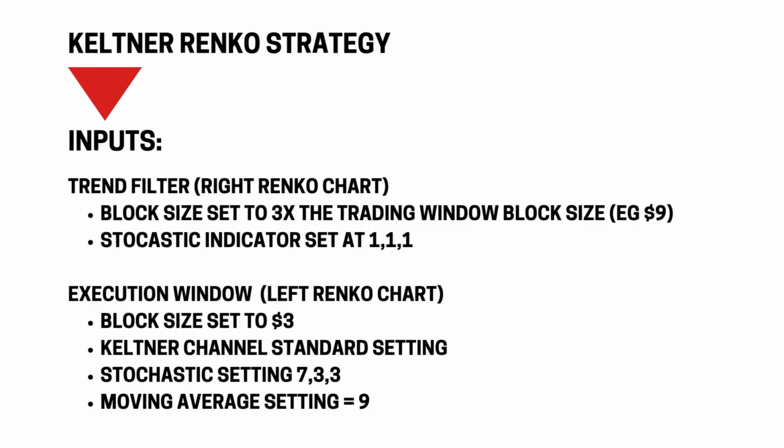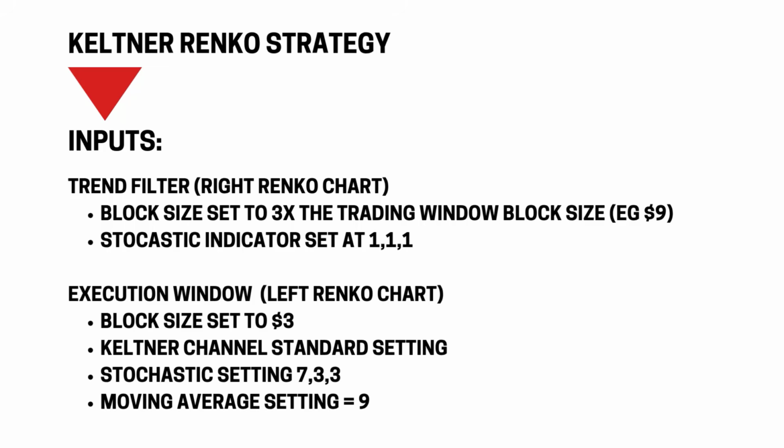Now these are the inputs to the strategy. On our right chart, that's the trend filter chart, we've got the block size set to 3 times the trading window, the execution window block size. So in this example it's set to 9, and we've got the stochastic indicator set at 111, and the execution window, that on the left, block size in this example set to $3. Now obviously for different markets it's going to be different, but still use that times 3 ratio.